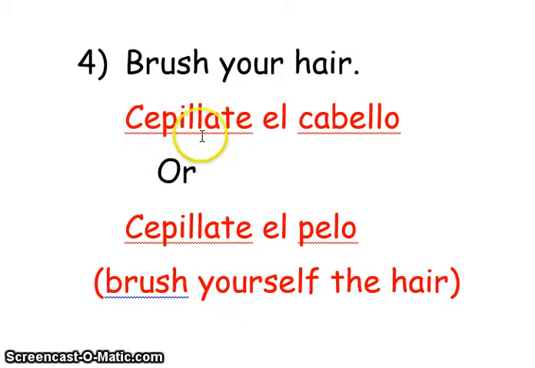So let's start. Okay, cepíllate. Oh, and don't forget that the double L sounds like a Y. So you have cepíllate here, and you have cabello over here. So it's cepíllate el cabello. Cepíllate el cabello. Cepíllate el cabello. Okay, and so let's try it with pelo. Well, you know what? Practice this one by yourself. Say it out loud 5 times.